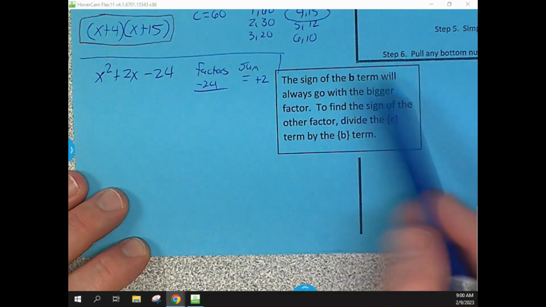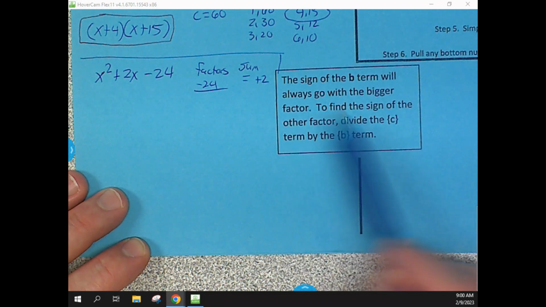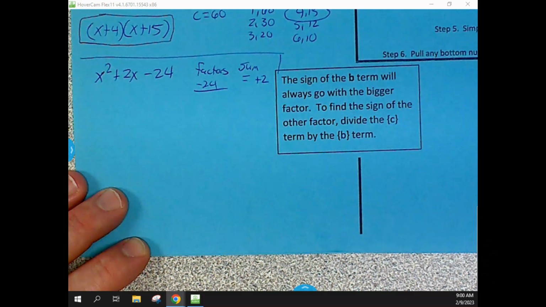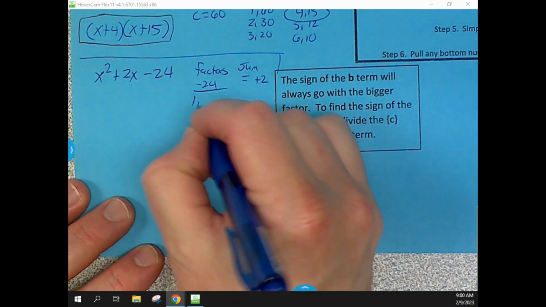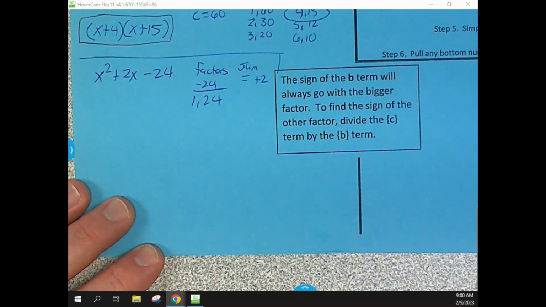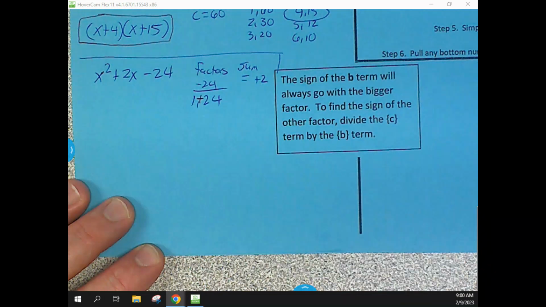The sign of the B term, which in this case is this positive 2, will always go with the bigger factor every single time from now until eternity. There is no "if the B term is this and the C term is that." Whatever the sign of the B term is, that will always go with the bigger factor. So if our first factors are 1 and 24, 24 is the bigger number, so that has to have a plus with the 24.